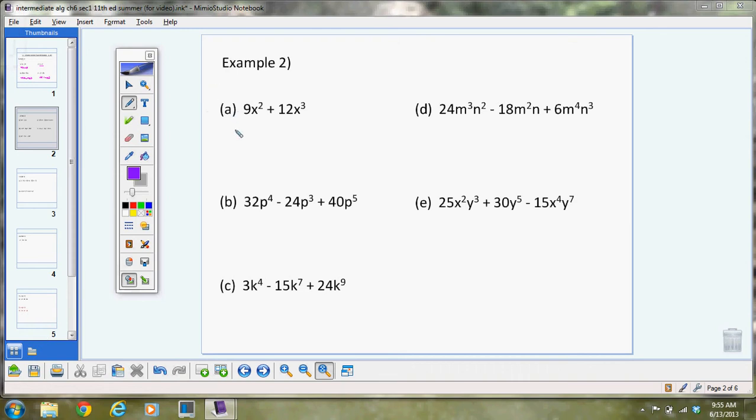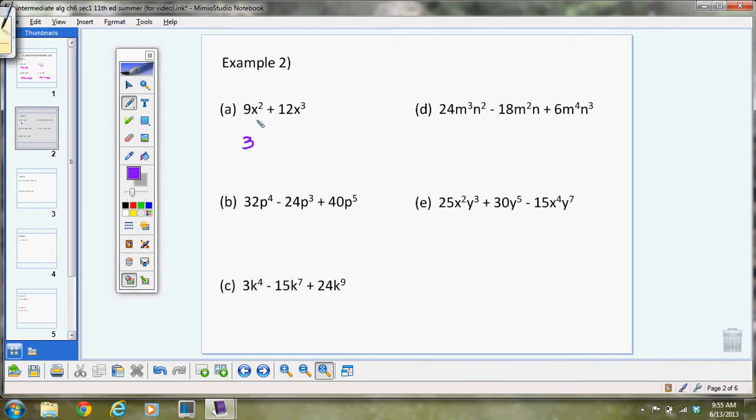Okay, let's look at example 2. We have 9x squared plus 12x cubed. Now remember, we always start with the first step. What can you take out? Let's look at the numbers first. We have a 9 and we have a 12. We need the greatest common factor. Now the greatest common factor for 9 and 12 would be 3. So we're going to take a 3 out.